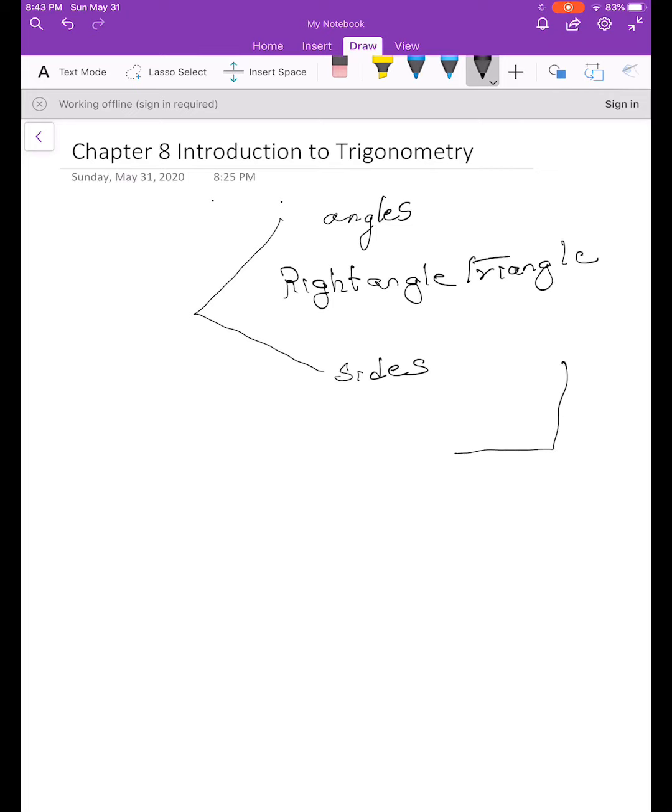Consider a right angle triangle ABC, right angled at angle B. It gives a relationship between the sides AB, BC and AC and angle A, angle B and angle C. That is trigonometry. There are some basics we need to know before going into detail.